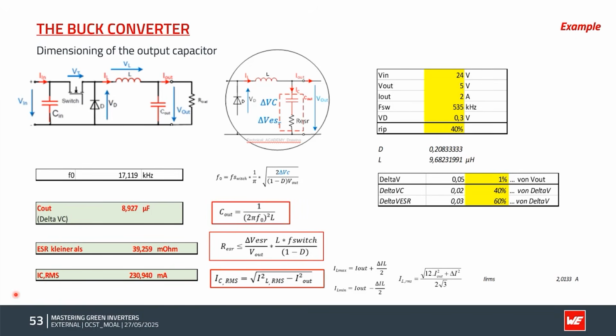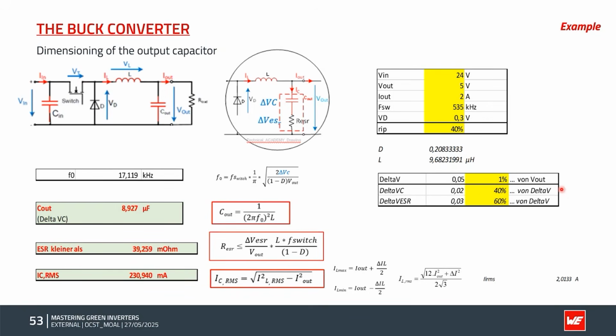So this is a nice example for you. We go back to the example we started off with: 24 volts in, 5 volts out, 2 amps, 535 kilohertz of switching frequency at 40% ripple will give us a duty cycle of approximately 0.21 and an inductance value of 9.68 microhenries. That's based on these specs. We take those values and say, okay, I need to calculate my F0, my cutoff frequency. What is my duty cycle? I already know that. My output is 5 volts. F switching is 535 kilohertz. I plug those into the equation. What's unknown? The delta VC.